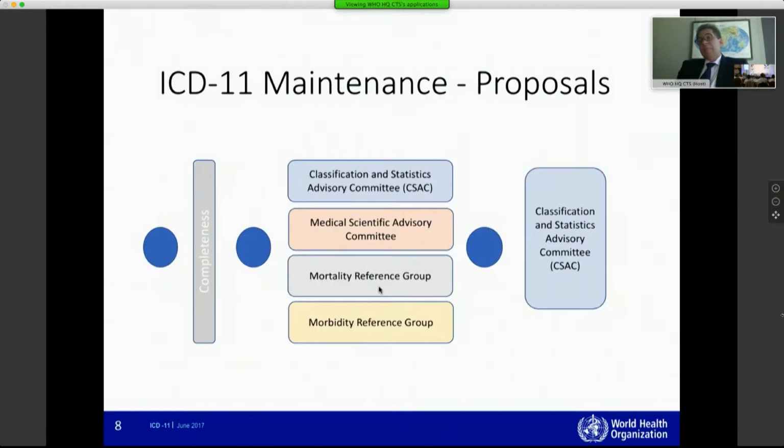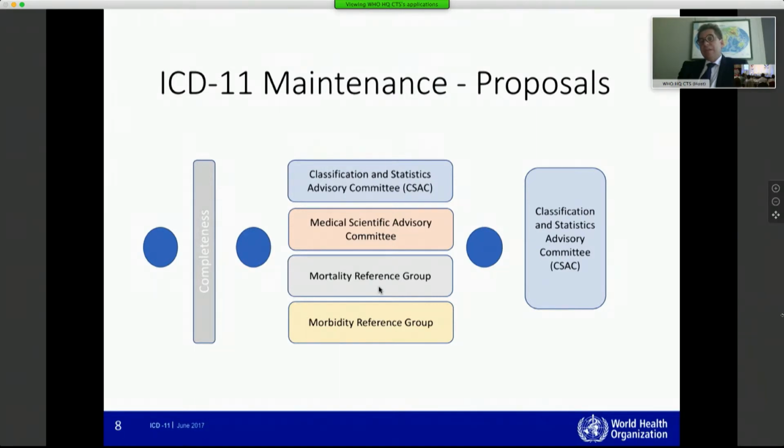Here we see a maintenance process and the proposal flow. You see the blue dot points that are representing the different proposals. And of course, you will have a filter function at the beginning that checks a little bit completeness. But you will have these different committees that will look at the different uses of the classification. And here is something that is new compared to the past.